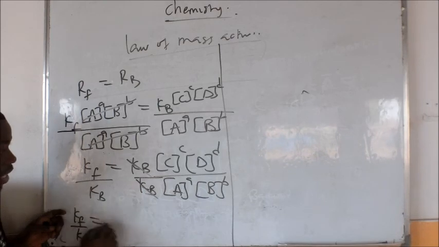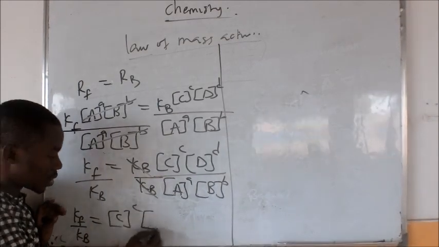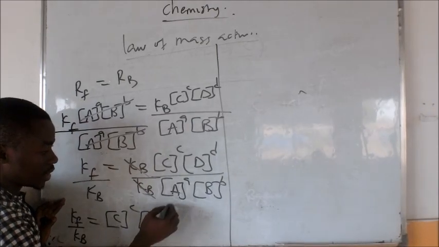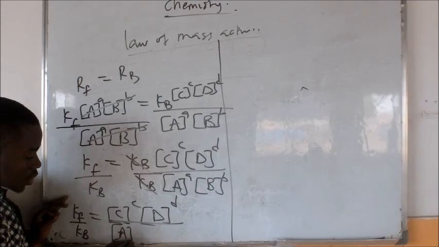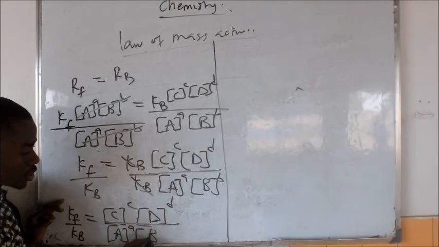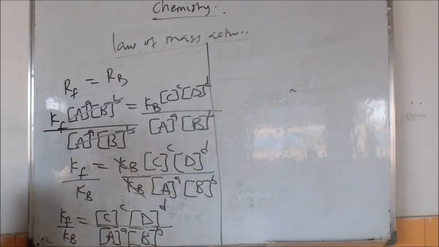Kf over Kb is now equal to what? C raised to power C, then D raised to power D, divided by A raised to power A, and B raised to power B. Are you getting it down?